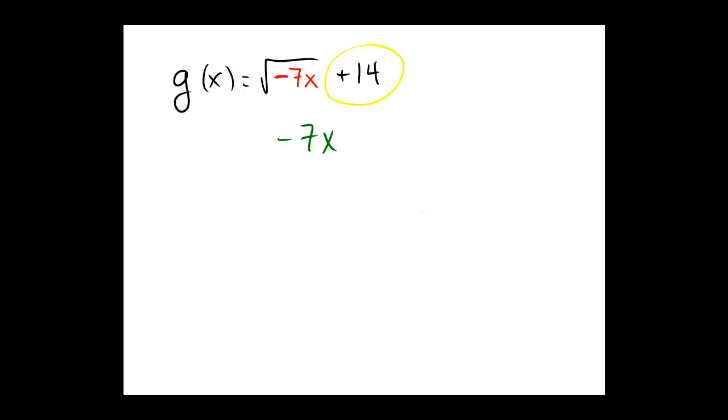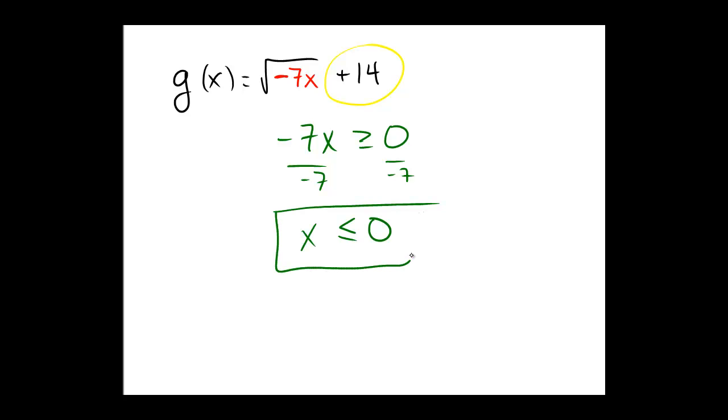Now, negative 7x, we need to require this to be bigger than or equal to 0 to be part of the valid domain. So divide by negative 7 to yield x less than or equal to 0, again flipping the inequality symbol due to the division by a negative number. And there's your final answer. We need x to be less than or equal to 0. In interval notation, that would be from negative infinity to 0.